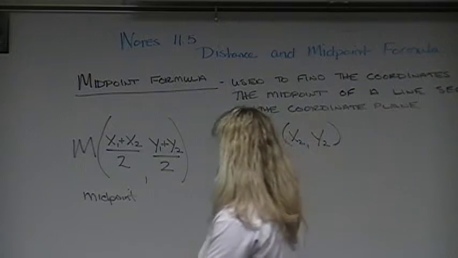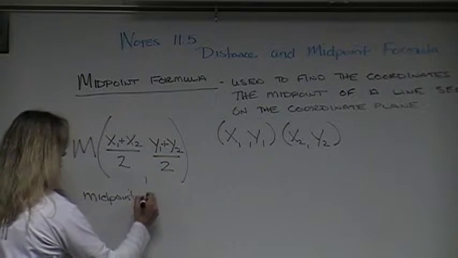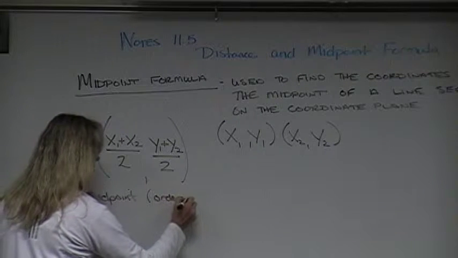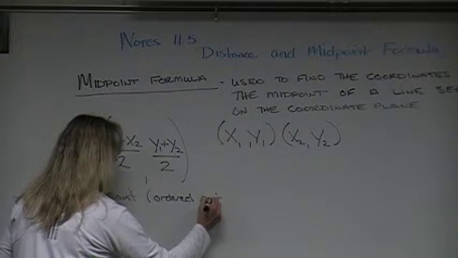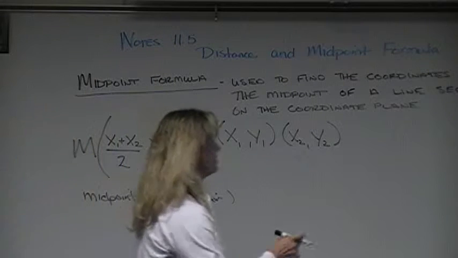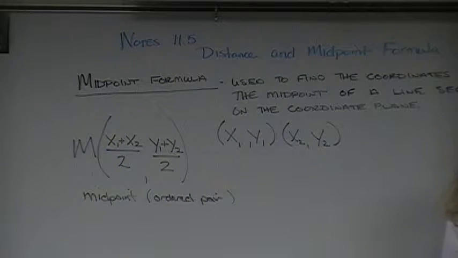To find the midpoint, class, we just have to make sure we understand the midpoint is an ordered pair, and it has to be halfway between the two endpoints. Alright, let me start on an example, and then we'll see how we can do this.